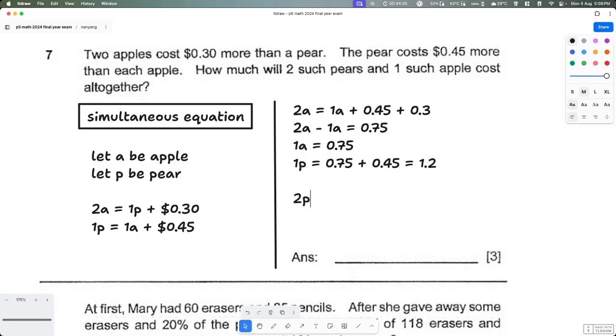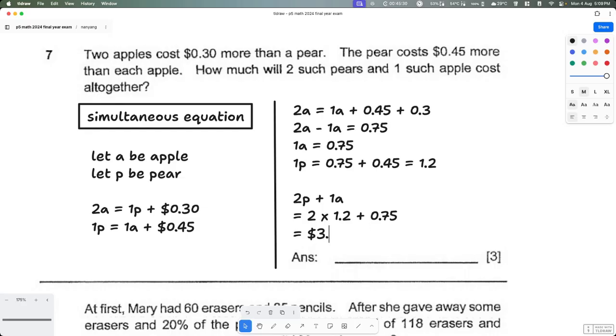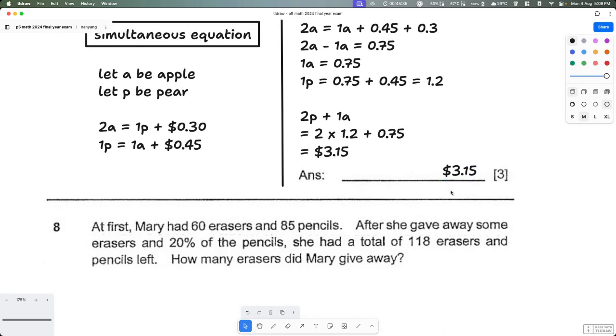So two pears plus one apple is equal to 2 times 1.2 plus 0.75. Okay, and this is equal to 2 multiplied by 1.2, 2.4 plus 0.75, $3.15. Okay, and that's the answer, $3.15. Okay, that's it. Let's move on to the next question.